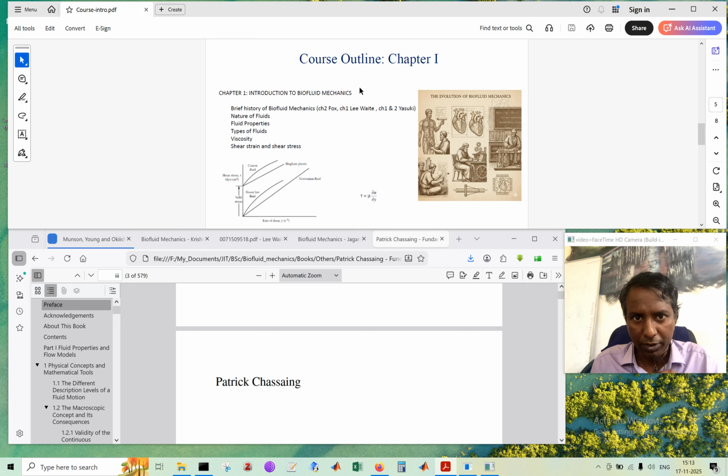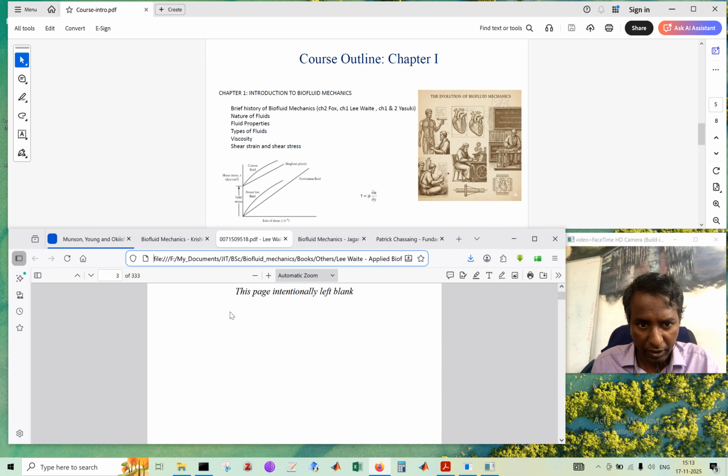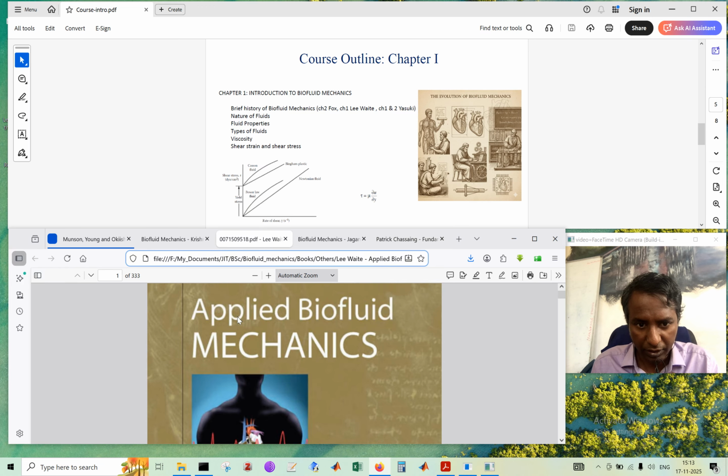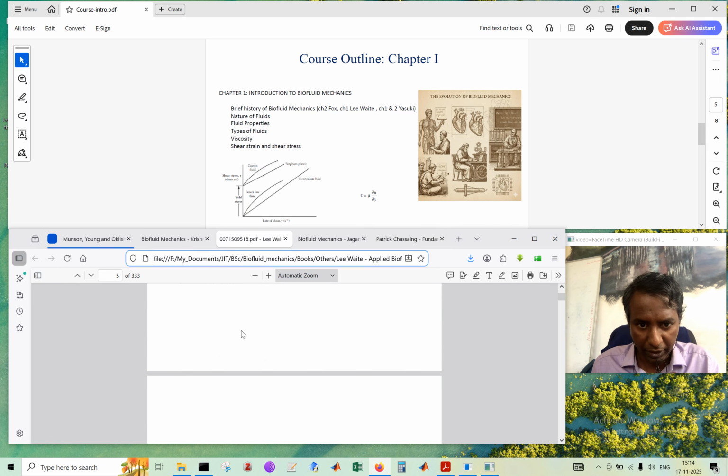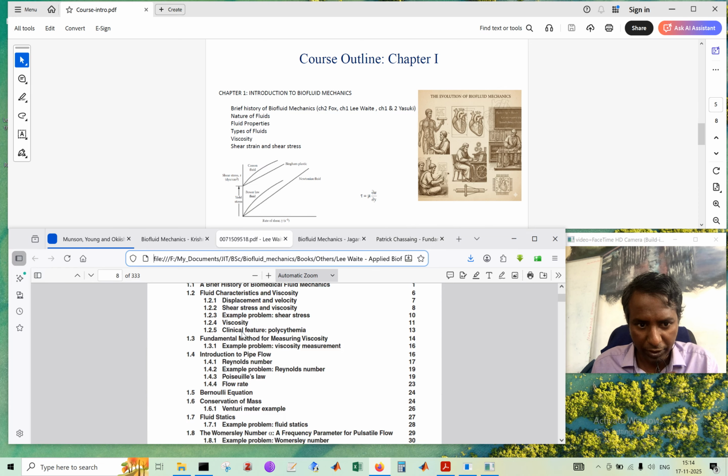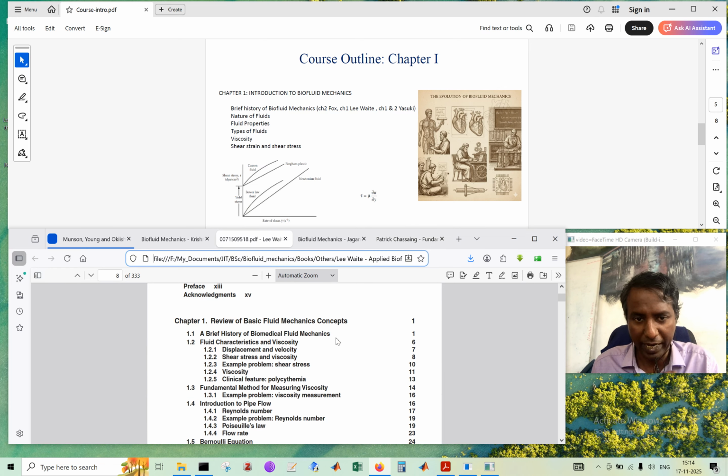The course outline starts with the introduction of biofluid mechanics. In fact, humans were exploring fluid mechanics for a long time, but in particular biofluid mechanics was inspired by the flow of blood in our body and what causes it to flow, all the reasoning behind it. You can look into these chapters for more details on the history of biofluid mechanics.